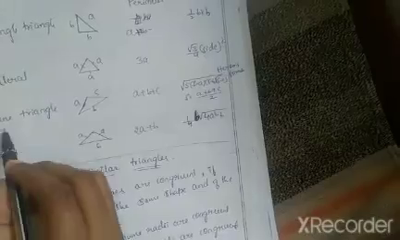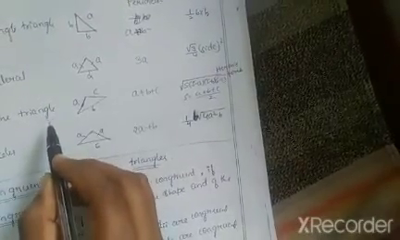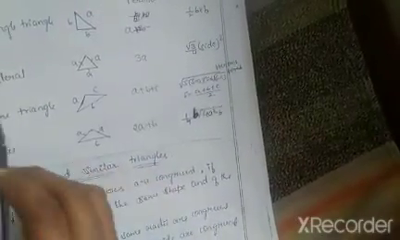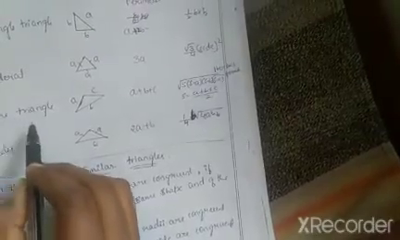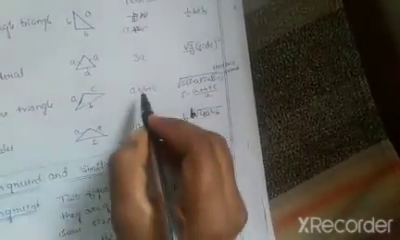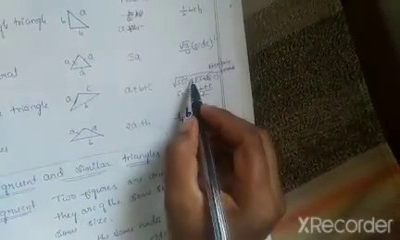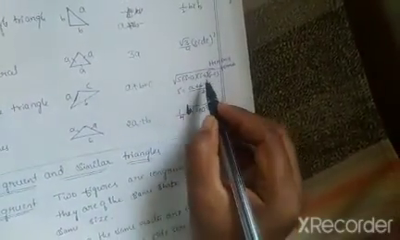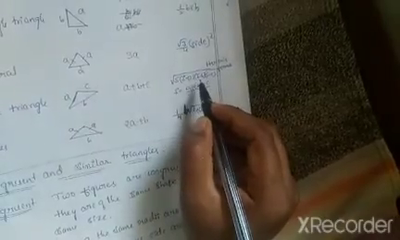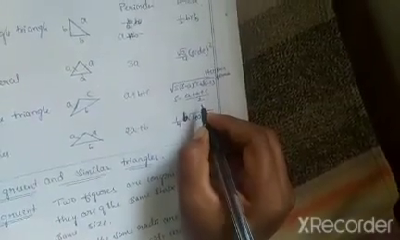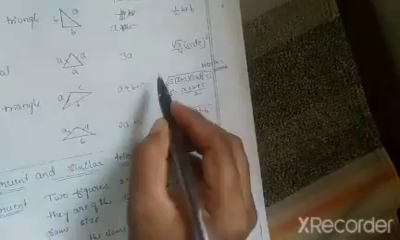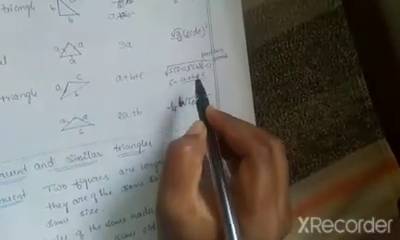Scalene triangles means all sides are unequal, so we can apply Heron's formula. Perimeter is A plus B plus C. Heron's formula is root of S times S minus A, S minus B, S minus C, where S is the sum of the three sides divided by 2. By using this, you can solve many problems. This is important for GPSTR.